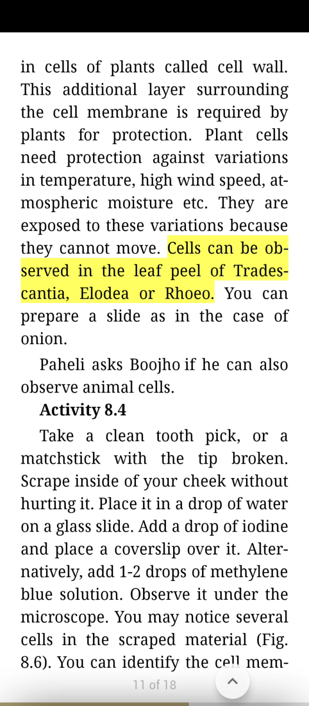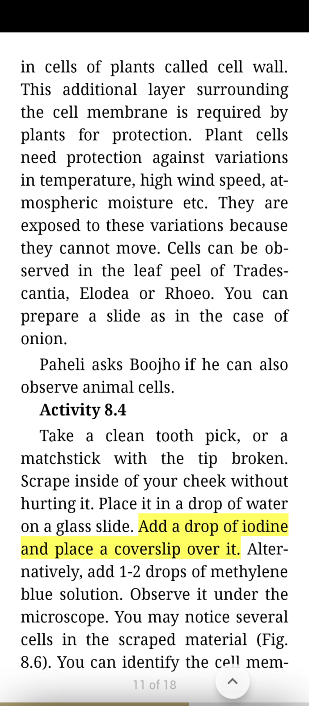Cells can be observed in the leaf peel of Tradescantia, Aloda, or Rio. You can prepare a slide as in the case of onion. Paheli asks Bujo if he can also observe animal cells. Activity 8.4. Take a clean toothpick or matchstick with the tip broken. Scrape inside of your cheek without hurting it. Place it in a drop of water on a glass slide.